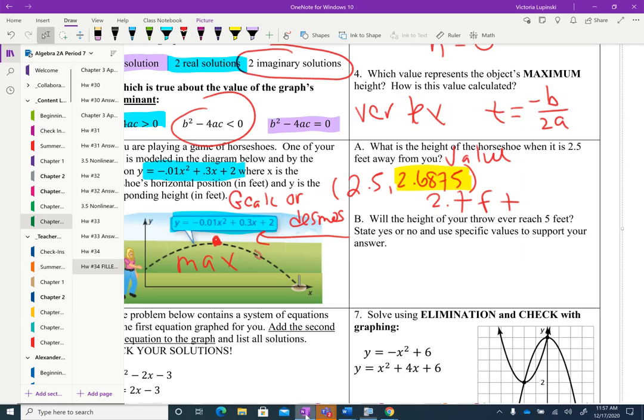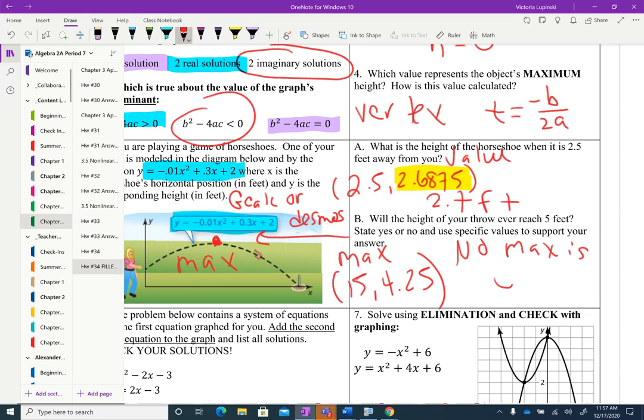So if I go back to my graphing calculator, I can say that the maximum or the vertex is the point 15, 4.25. And then answer the question, will the height of my horseshoe ever reach 5 feet? Yes or no? Anyone? No. No, because the maximum is 4.25 feet.